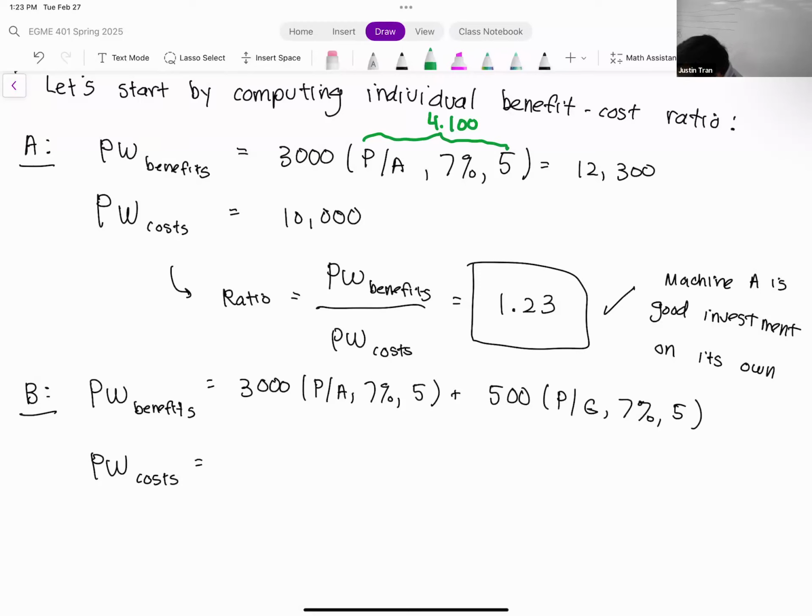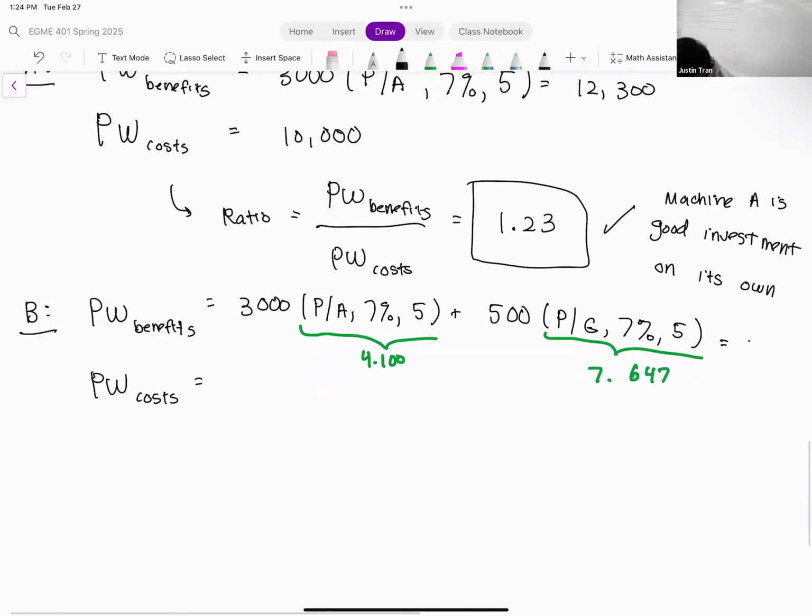All right, so we can look up these conversion factors in the table. We already know this P over A is the same as above, so this is 4.100. And this P over G factor for 7% at 5 is 7.647. We plug both of those into our calculator, and what we get is 16,120. That's the present worth of all the benefits for machine B.